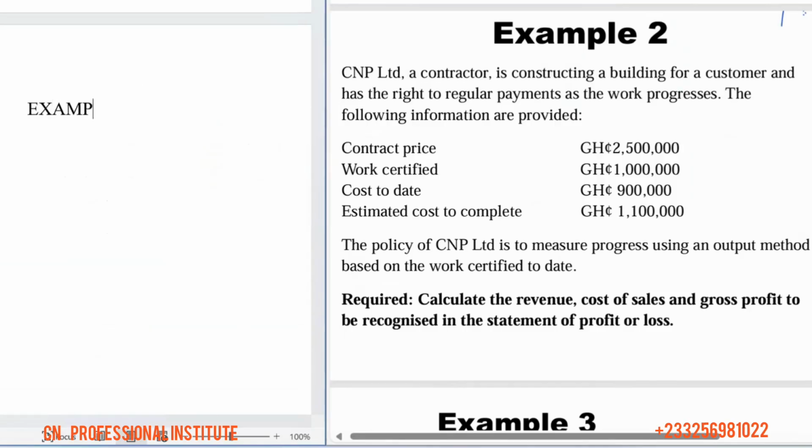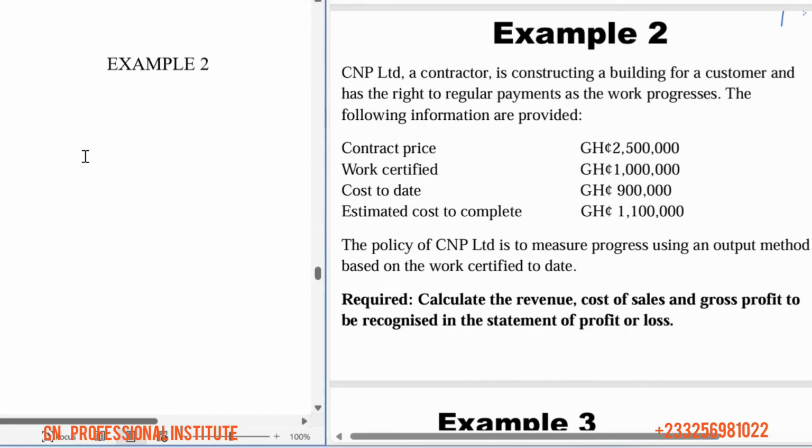Example 2. Okay, so example 2, it says CL Limited, a contractor, is constructing a building for a customer and has the right to regular payments as the work progresses. The following information is provided.